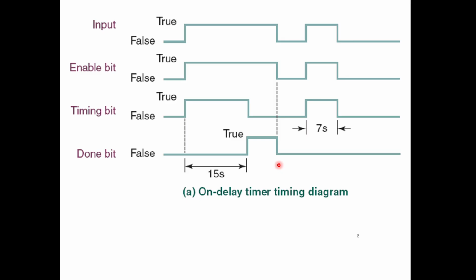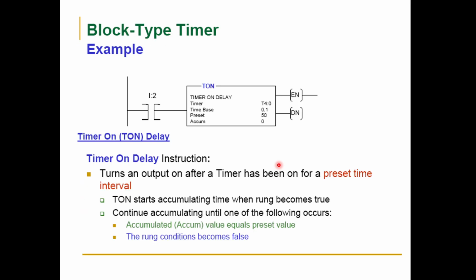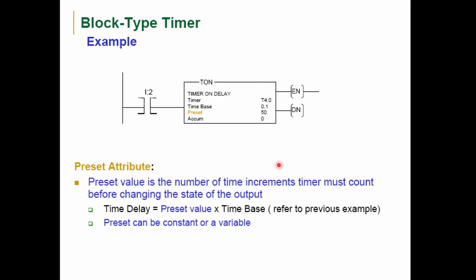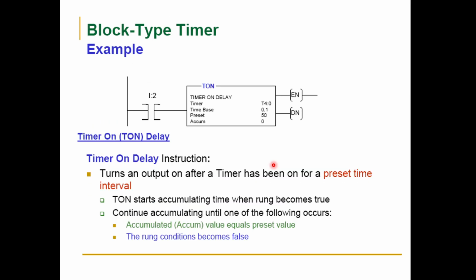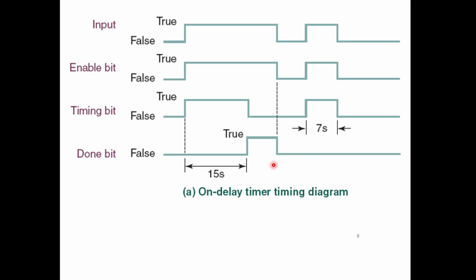So how is this timing calculated? Basically, the timing is calculated via this formula: time delay equals preset value times time base. So if it is 50 times 0.1, that means a 5-second delay. Once it hits 50, you have a 5-second delay. This is the TON timer.